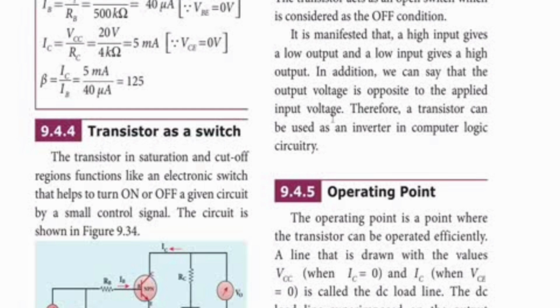Suppose we give the on state, it will give the off state. Suppose we give the off state, it will produce the on state. So it produces the opposite voltage. Okay, so that's why we use the transistor as a switch.